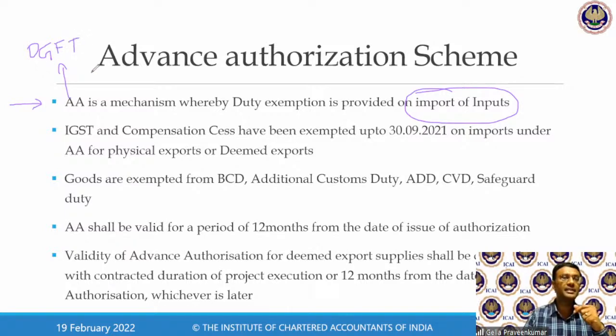So what happens here? I go to the customs authorities and say, sir, look, I'm going to import a consignment which is used for my manufacture. In turn, I'm going to make an export. I give my basic process of manufacture. I explain what is the industry I come from. I also give various documentation available with me. Now, based on that, they'll say, Praveen, I'll give you advance authorization for 10 lakh rupees.